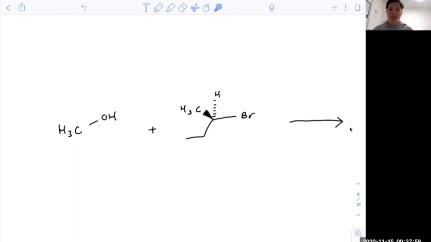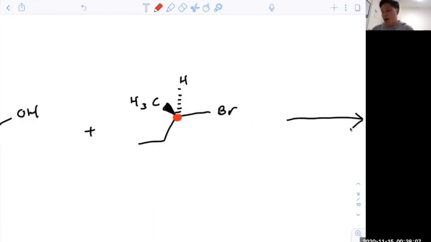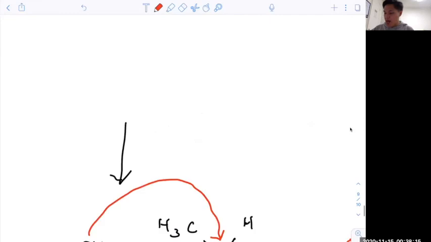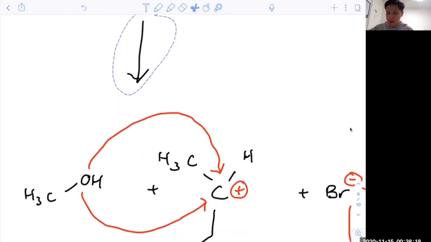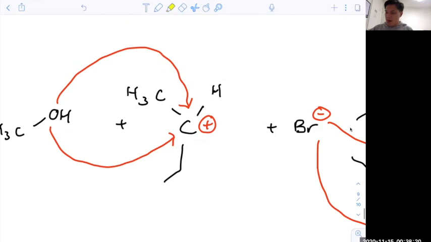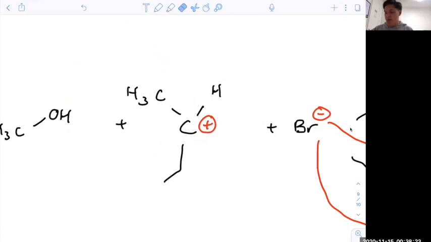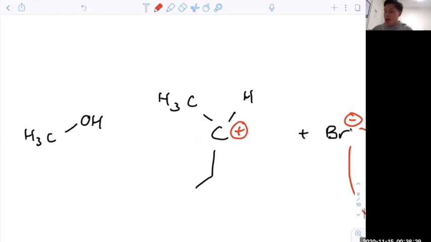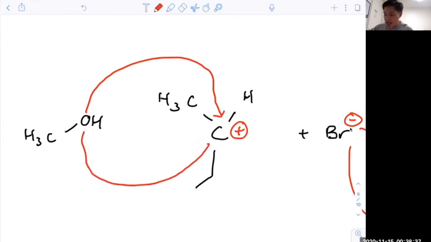So let's take a look at this reaction right here. This is an SN1 reaction, right? We have a chiral carbon right here, right? We have 1, 2, 3, 4 different distinct substituents. If this bond leaves, we get this intermediate, right? This carbocation intermediate. So because we have this carbocation intermediate, there is a possibility that this oxygen will attack from the front side, or it can attack from the back side.